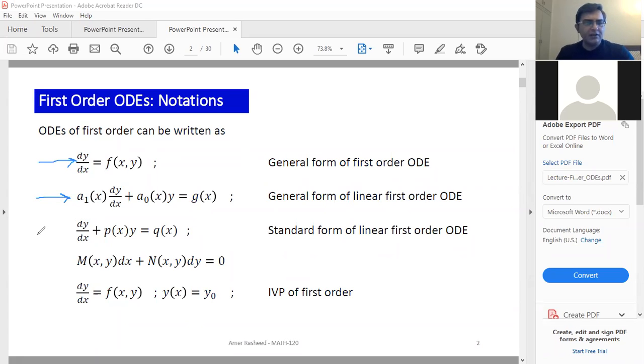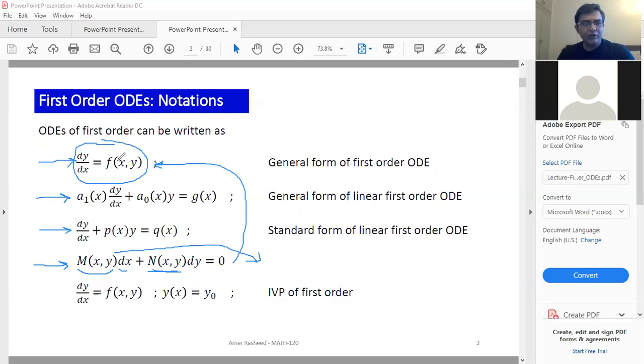We can write the first order differential equation in this way, which is the standard form of a linear first order ODE. We can write the differential equation in this form, where M of x, y is a function of x, y times dx, plus N of x, y dy. We can simplify it and obtain a similar kind of notation to what we have here. We take this thing to the other side, and then divide by N of x, y, and we get a differential equation of this form. So here we have separated the dy and dx differentials.